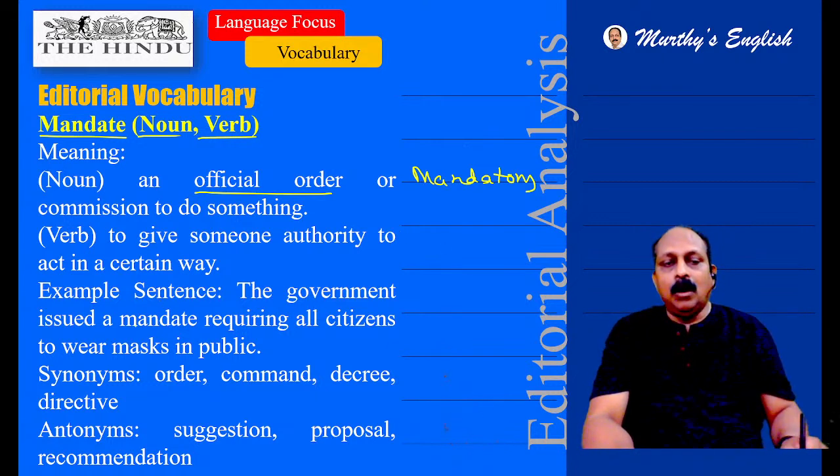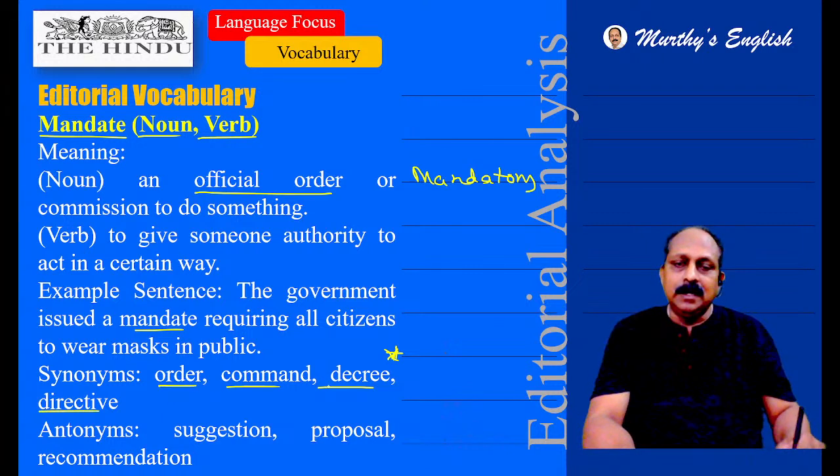Example, the government issued a mandate requiring all citizens to wear masks in public. It is like an order, compulsory, exactly. Durga Rao, you're right. Synonyms: order, command, decree, an important word, directive. These words are easy, but you have to remember decree. Antonyms: suggestion, proposal, recommendation, simple words.